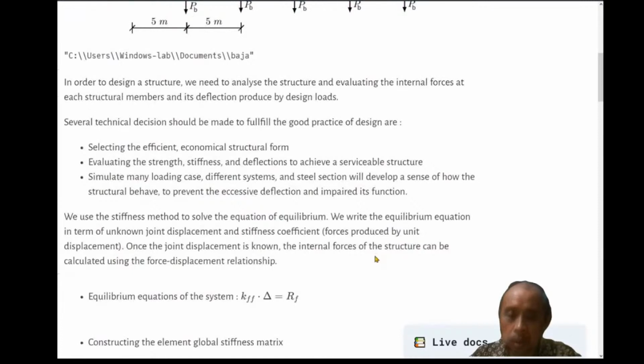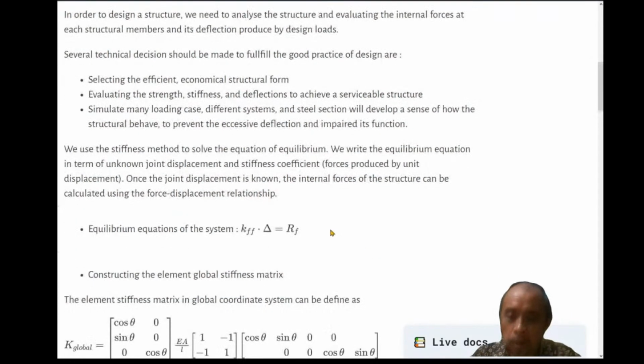So in order to do that, we must solve an equation of equilibrium, and we write the equilibrium equation in terms of unknown joint displacement and stiffness coefficient. Once the joint displacement is known, the internal force of the structure can be calculated using the force-displacement relationship. So this is the equation of equilibrium: the stiffness matrix multiplied by the displacement, we will get the forces, or the load.